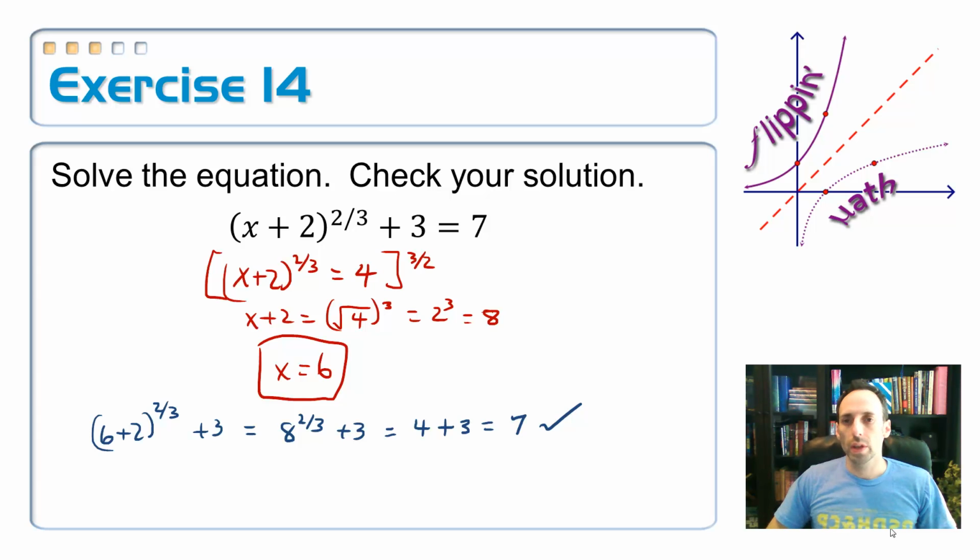X equals 6. Whenever you isolate that radical there, raise it to the reciprocal power, so 3/2, and it gets rid of all of the radicals, and you get 6. Plug it back in, check it, it works, and you're good to go. Okay, I'm going to show you one last example, and this is where things get kind of crazy here.